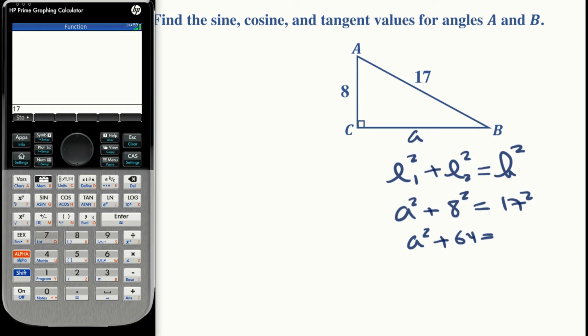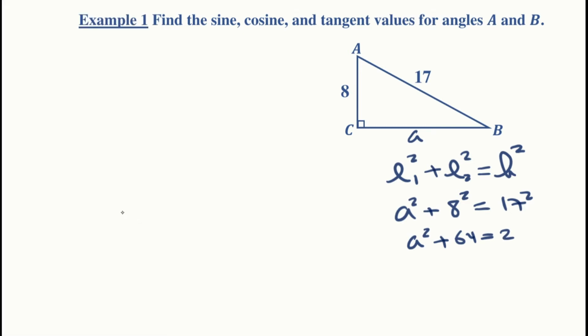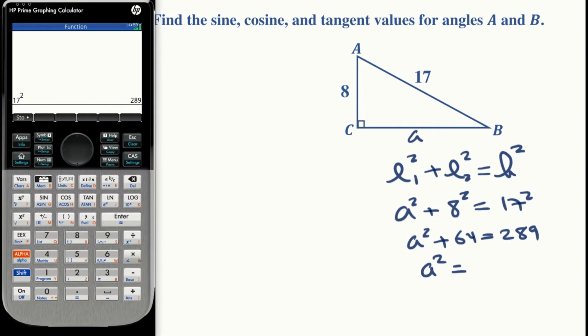Let's be sure. Okay. Now a squared is just going to be 289 minus 64.